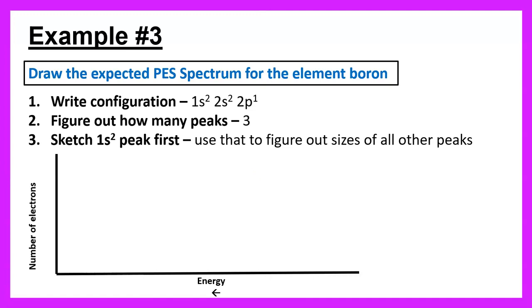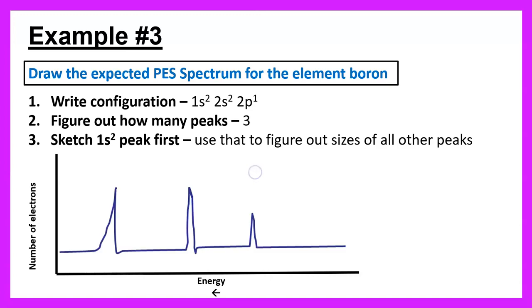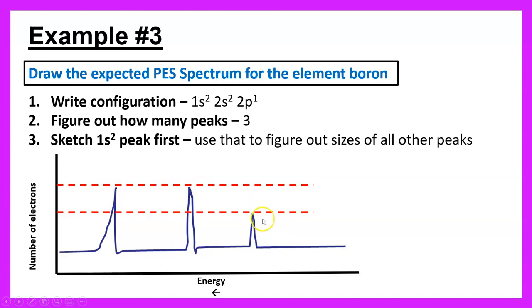Start with that 1s2 peak because that's going to dictate the size of the rest. And there you go. Here's my 1s, my 2s, and half as tall is my 2p. It takes a little bit of practice with these because you've never seen them before, so make sure you pay good attention when you get one of these problems.